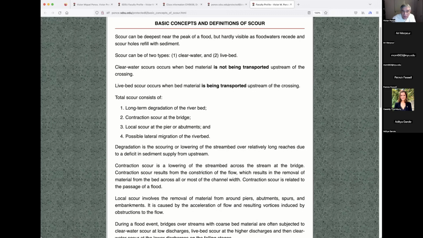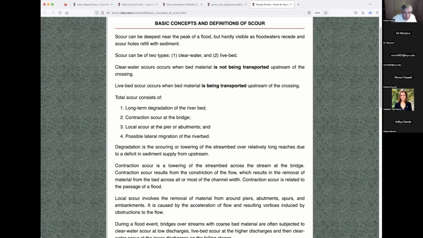Local scour at the pier or abutments, because that's going to be a 3-dimensional flow of water and sediment, which of course we know very little about. And possible lateral migration of the riverbed. Also, that could happen. Many rivers are very active and meandering, and they can meander and completely leave the premises and go somewhere else. So the bridge is left. The bridge could be correctly built from a load standpoint, but it's out of the river already. That has happened in many instances.